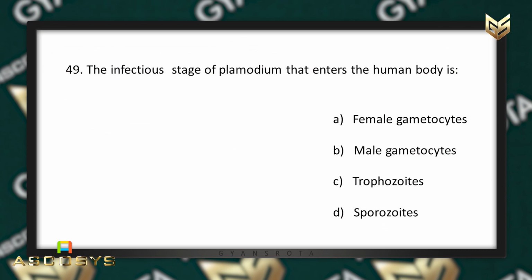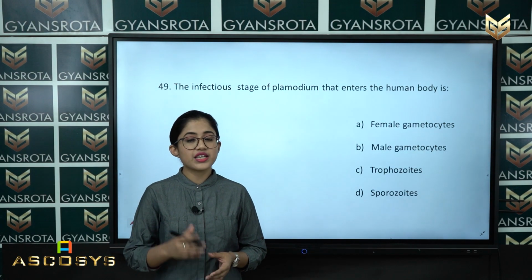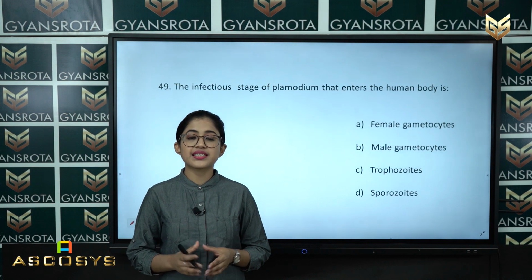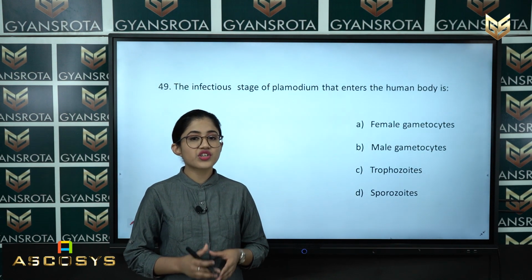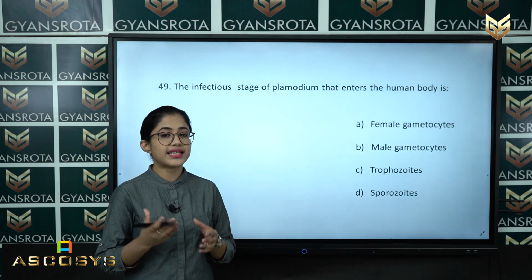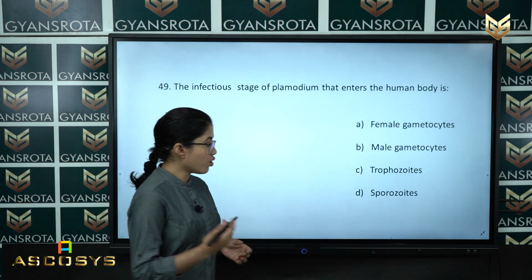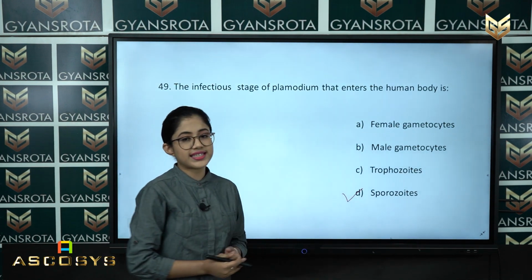The infectious stage of plasmodium that enters the human body is: option number A, female gametocytes; option number B, male gametocytes; option number C, trophozoites; and option number D, sporozoites. So student, from the chapter human health and disease, we have discussed the life cycle of plasmodium. Which is the infectious stage of plasmodium that enters the human body? That is the sporozoites. So option number D, sporozoites is the correct answer.